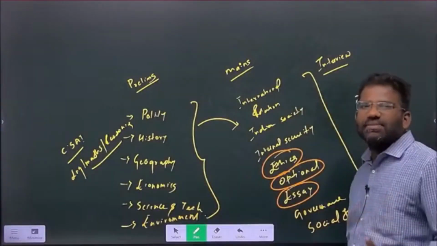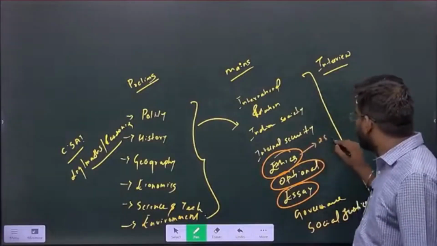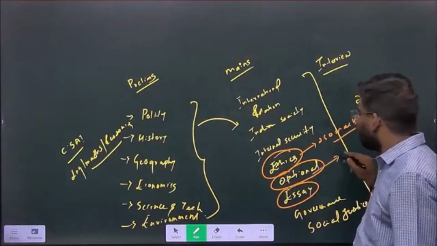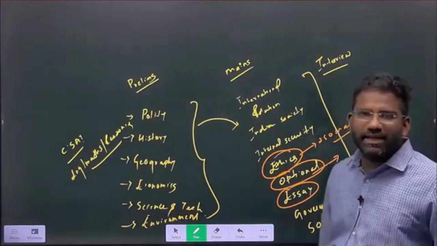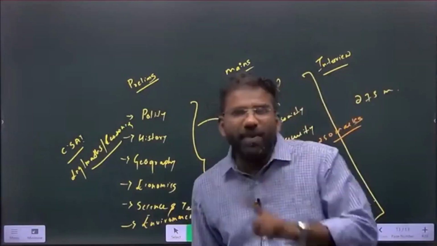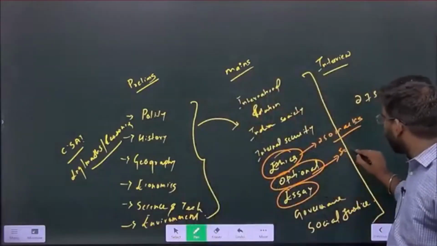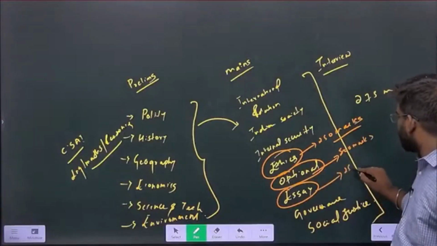Now why these subjects are called game changer subjects, I'll tell you. Ethics paper is of 250 marks. Optional has 2 papers of 250 marks each, one subject. For example, if you have taken Political Science and International Relations, you have to give 2 papers in optional, 250 each, so you get 500 marks in optional. Essay is 250 marks.